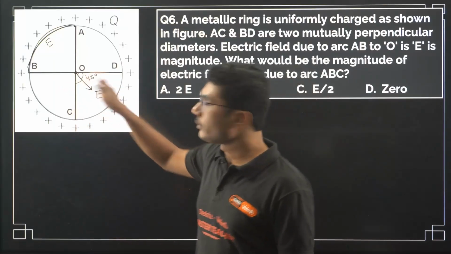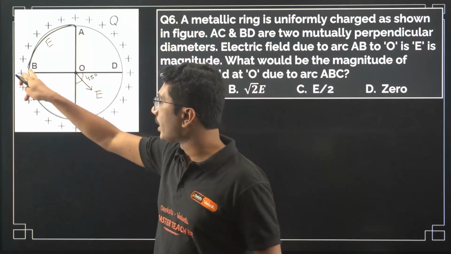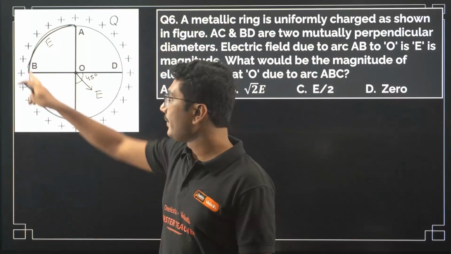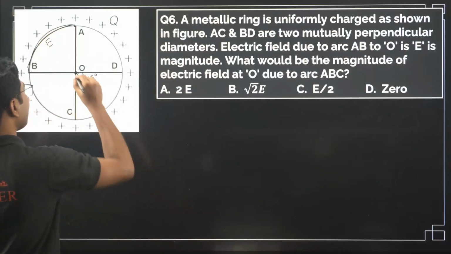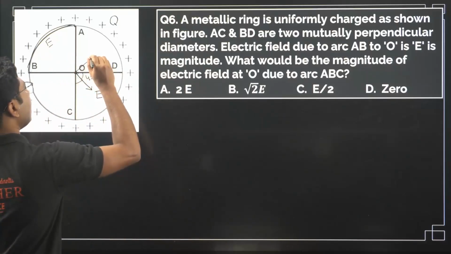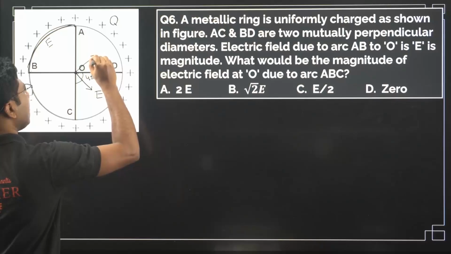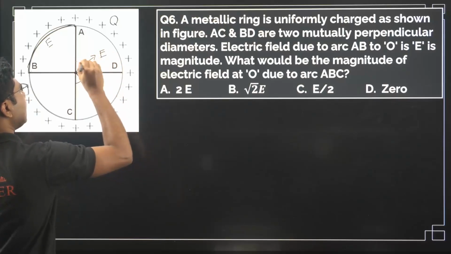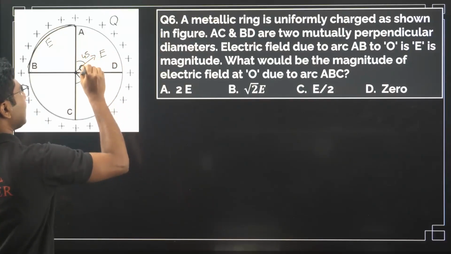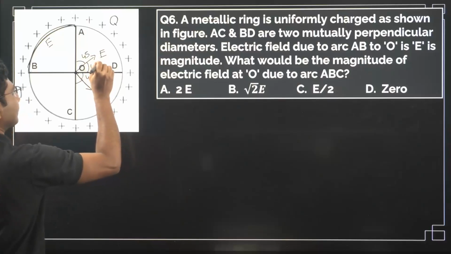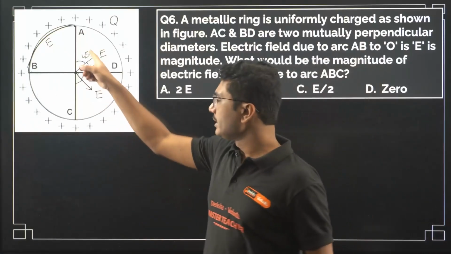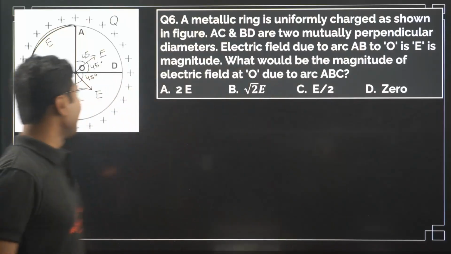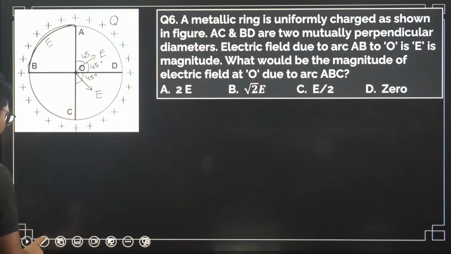Okay, magnitude will be E due to the quarter BC. Electric field due to the quarter BC will have the same magnitude, and the direction again will be in this direction. This is also E. This angle is 45. This angle is also 45. Okay, so basically what is this? Two electric fields. What is the net electric field? Basically that's what we have to calculate.